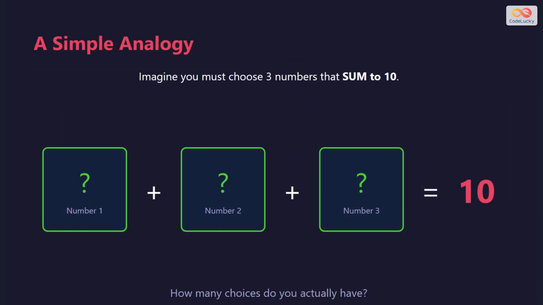Let's look at a simple analogy to make this concrete. Imagine you have a puzzle where you must choose 3 numbers. However, there is a rule: these 3 numbers must sum up to exactly 10. The question is, how many actual choices do you have in this scenario? Do you really have the freedom to pick all 3 numbers?